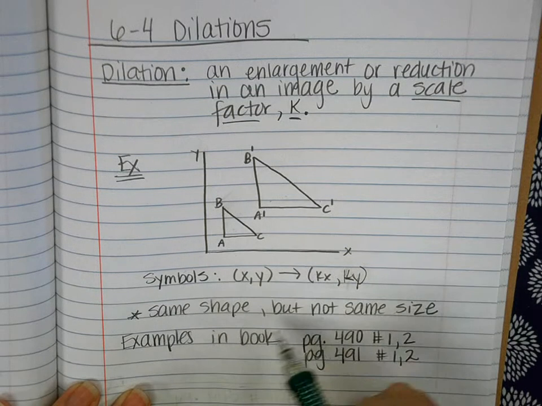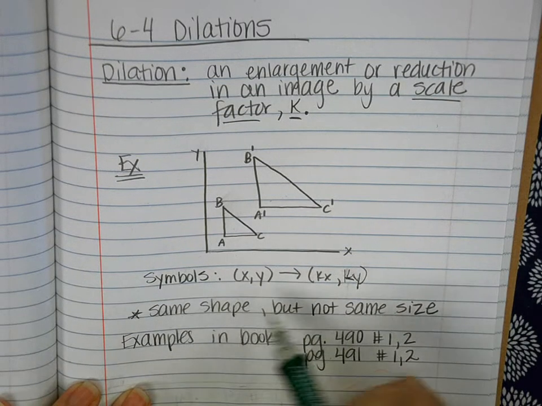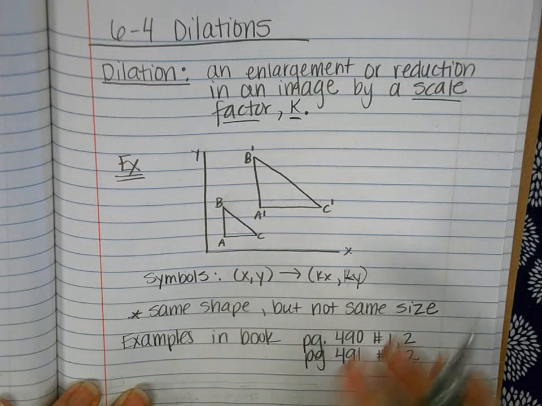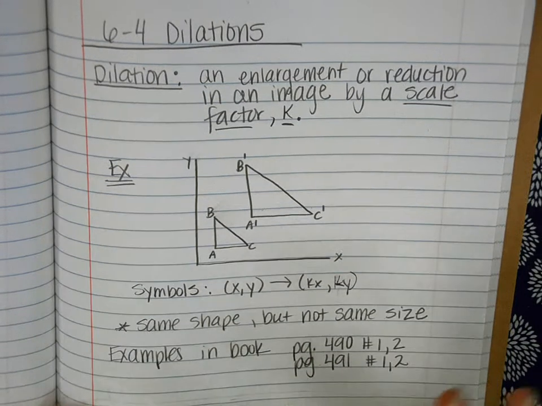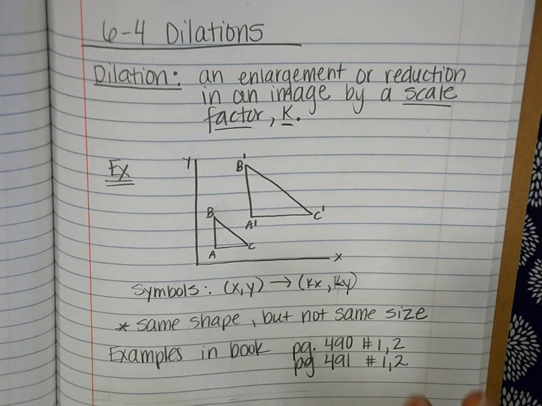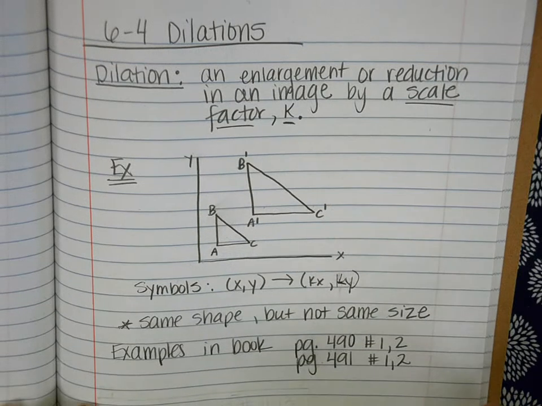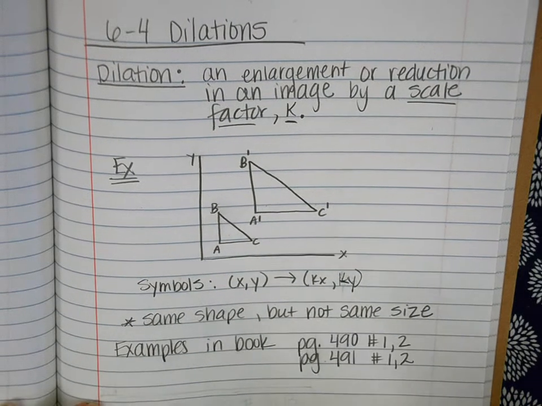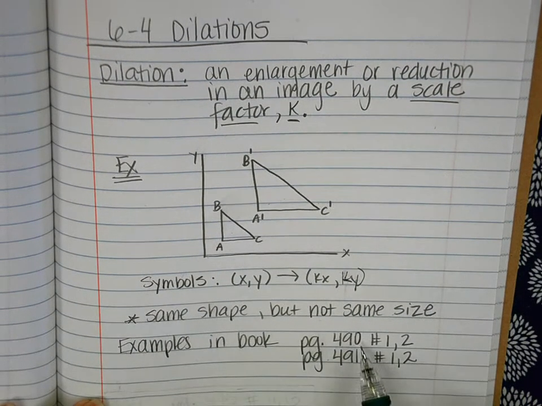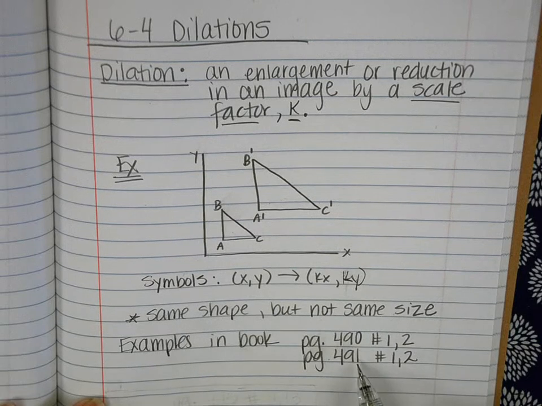So we're going to change the size, not the shape, and not the angles. And that deals with congruency. Chapter 7, we're going to look at congruent angles. So that's where we're going. We're going to look at some examples in the book. So turn to page 490 and 491.